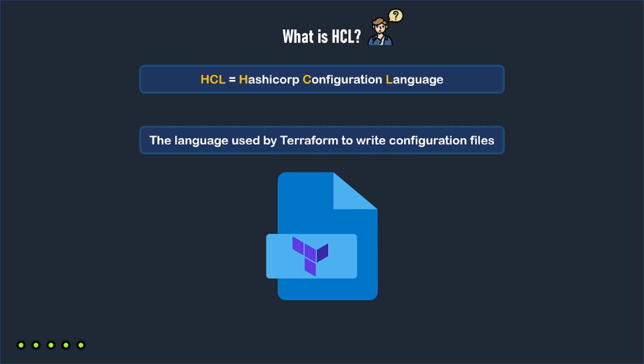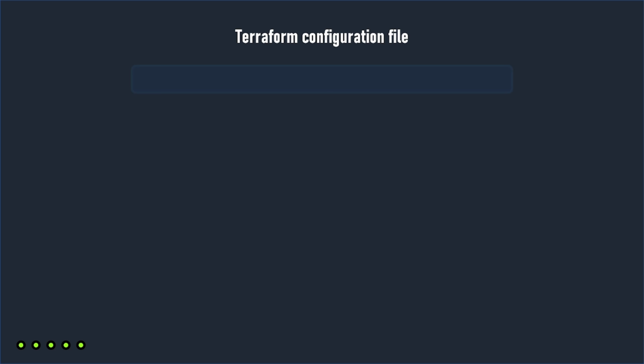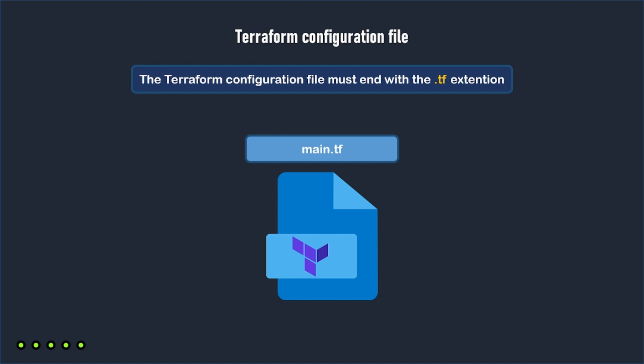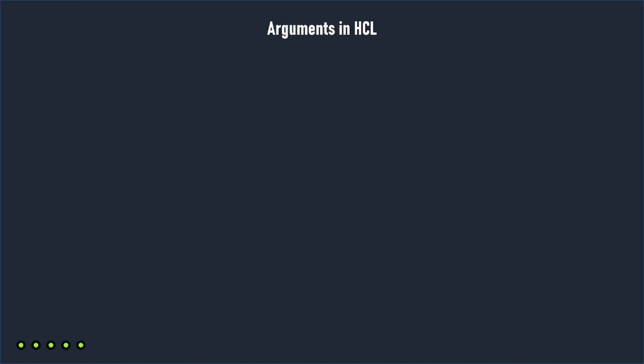Before talking about HCL, the language that we use to write a Terraform configuration file, you have to know that the name of a Terraform configuration file must end with the .tf extension, and this enables Terraform to understand and to treat the content of the file. The HashiCorp configuration language consists of two main concepts, which are arguments and blocks. We will discuss first of all what arguments are, and then we will see what blocks are.